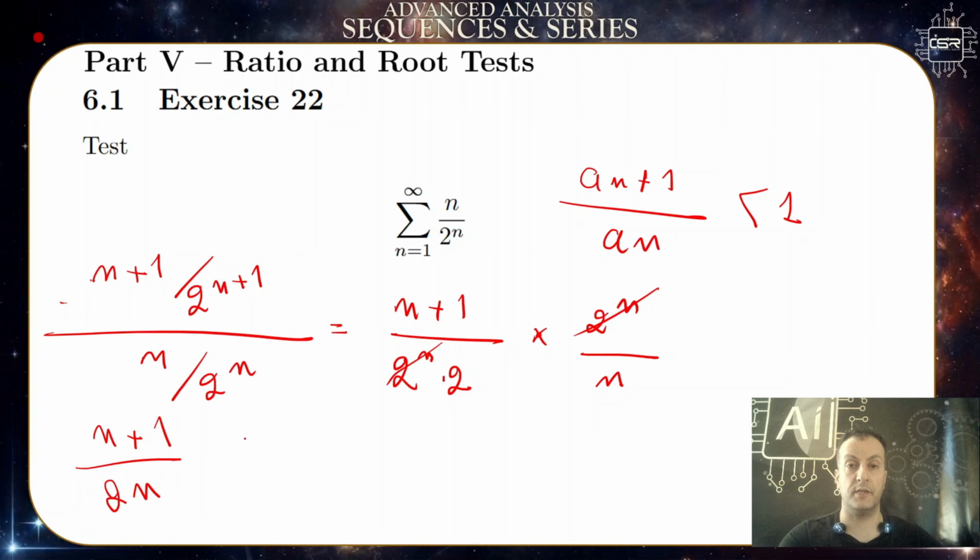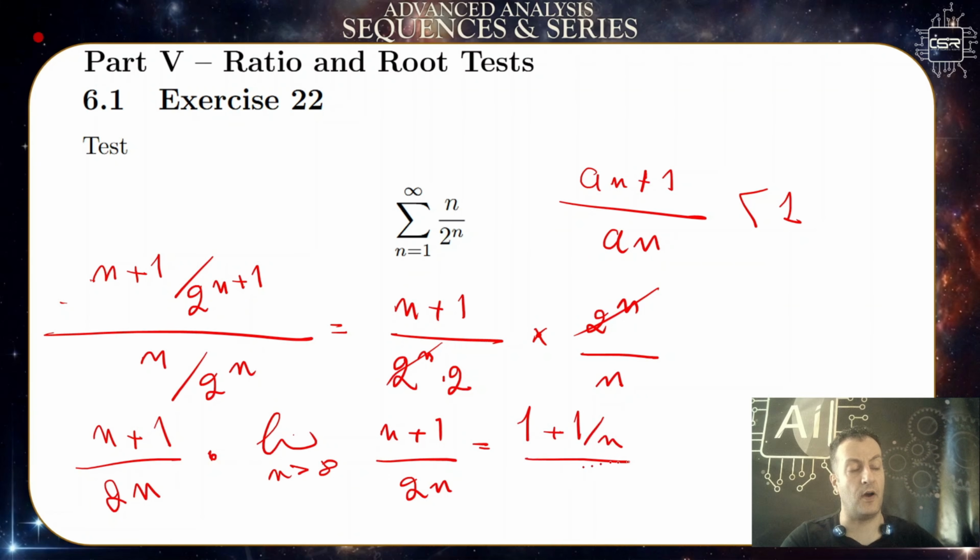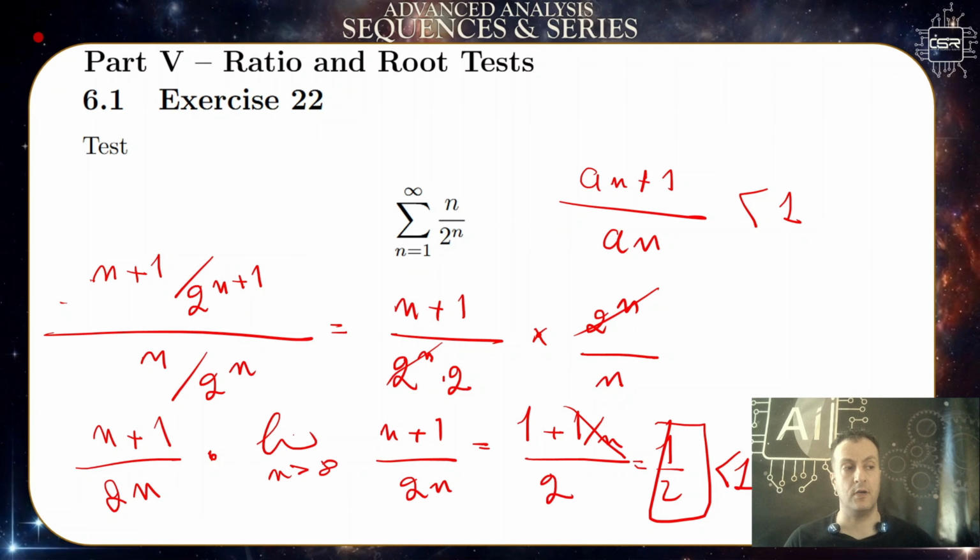So what is the limit as n approaches infinity? The limit as n approaches infinity of (n plus 1) divided by 2n is equal to, we divide by n both in the numerator and the denominator, so it is (1 plus 1 over n) divided by 2. As n approaches infinity, 1 over n approaches 0, and you are left with 1 over 2, which is a value less than 1. Therefore, this series converges.